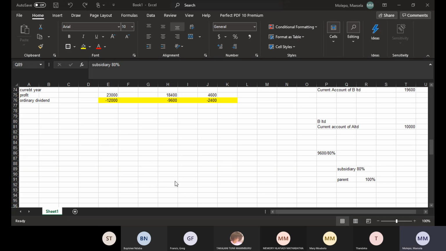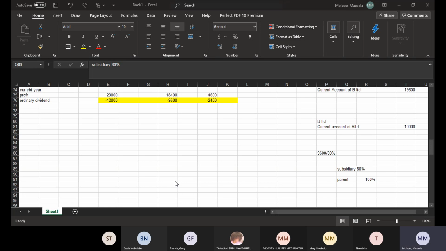The statement of changes in equity, the 88,000, we know where it comes from. The 69,400, we know where it comes from. The dividend paid by ordinaries, the 15,000 paid by the parent for the subsidiary part. It was not there on the pre-adjustment trial balance. I mean, in the pre-adjustment statement of changes in equity, there was no dividend paid or declared by a subsidiary.